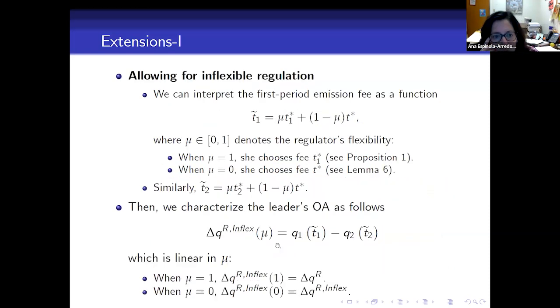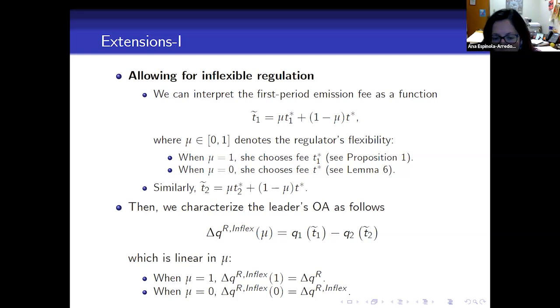So now, in order to measure this inflexibility, what we will do is create a linear combination between the emission fee that the leader faces when we consider the first best, T1 star, and the emission fee when fees are selected at the beginning and both firms face the same fee. So we will construct this linear combination and we will multiply that by mu. And mu will be denoting the regulator's flexibility. So if mu is equal to 1, then we go back to the emission fee that I presented at the beginning of the presentation, the one in proposition 1. But if mu is equal to 0, then we go back to the emission fee that I just discussed, in which the regulator sets this emission fee at the beginning of the game, and it's the same for both firms.